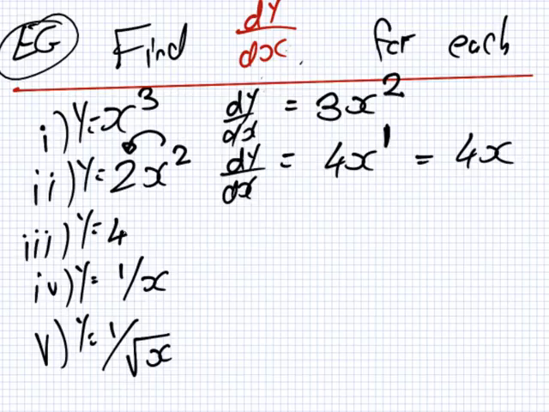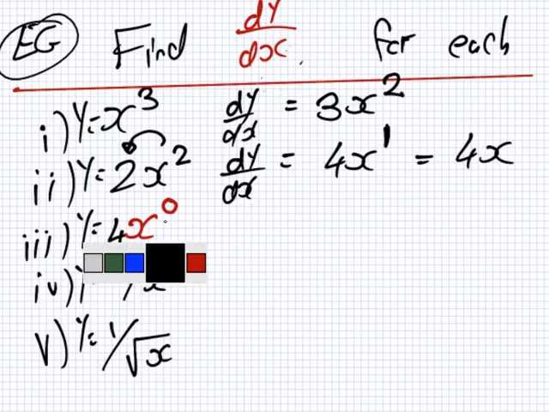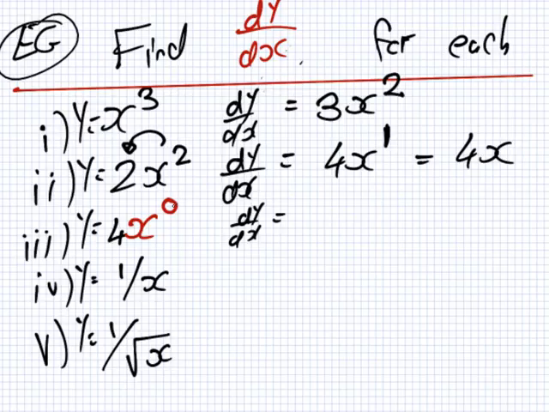Now what about this next one? It's interesting because there's no x in it. So you could think about this as instead of 4, as 4x to the power 0, because x to the power 0 is 1. So here we have dy/dx would equal 4 times 0, which is 0, x to the power minus 1. So in other words, it's 0. So constants become 0 basically.